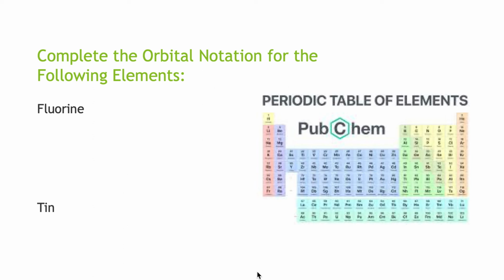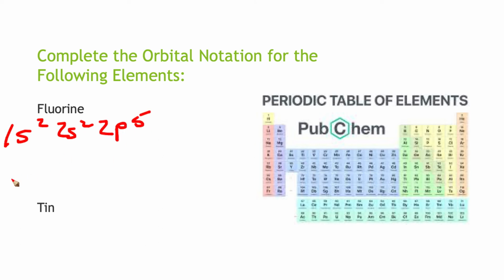Now some orbital notation for the following elements. For these types of problems, I will specifically tell you if you could use a noble gas configuration or not to do the orbital notation. Fluorine is up at the top of the table, so we could just do the regular electron configuration: 1s2, 2s2, 2p5.